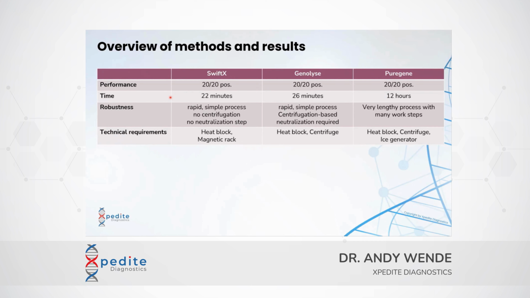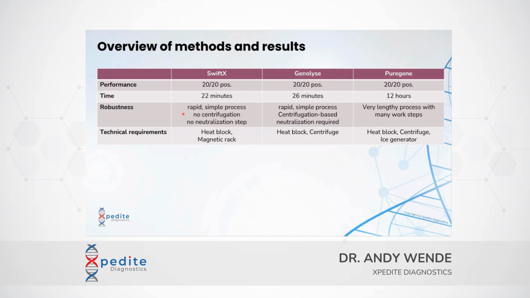If you look at the time, the current reference method is super long. It takes like 12 hours for the whole process because there are very, very long incubation steps in between. And it's much shorter with the Genolyze method, which is just under 30 minutes. And even a little bit faster are the SwiftX protocols, which use like 22 minutes for the workflow that he used.